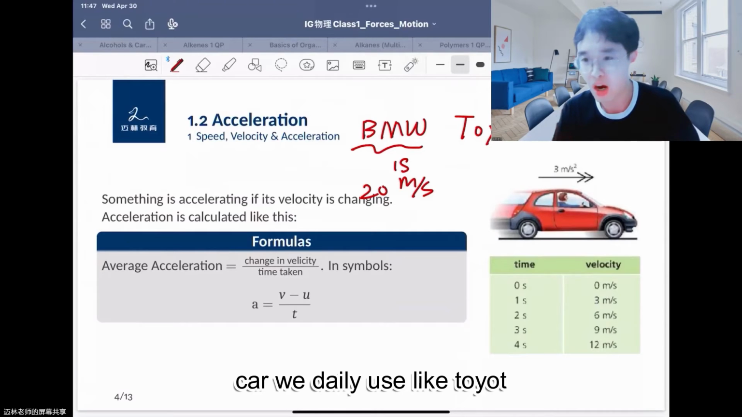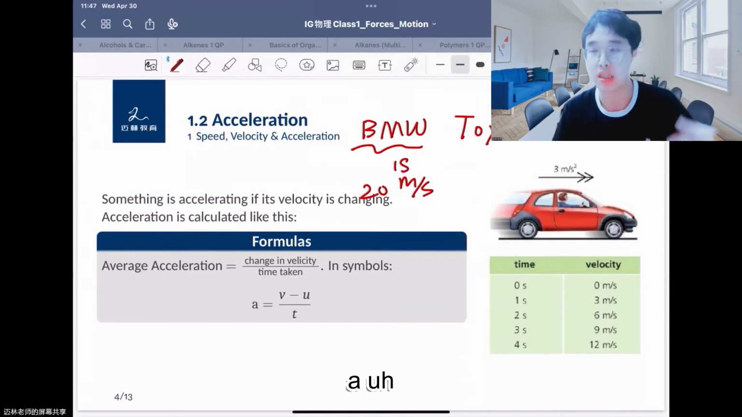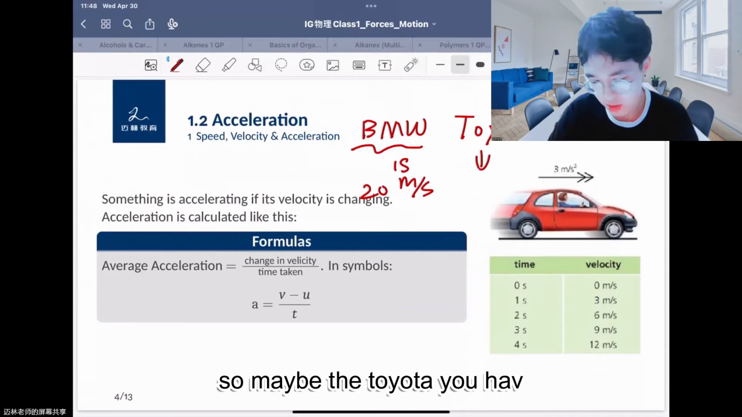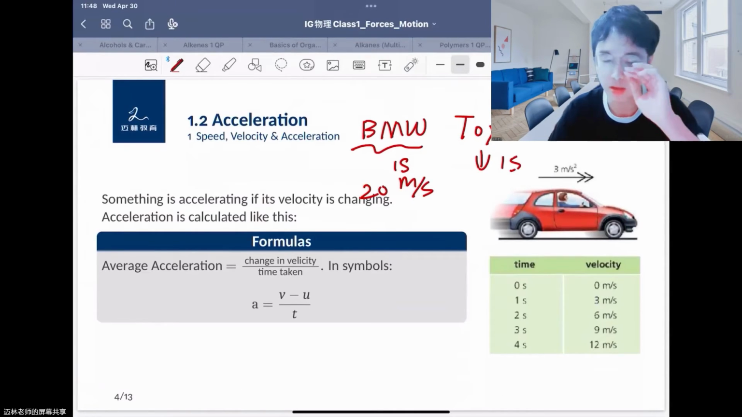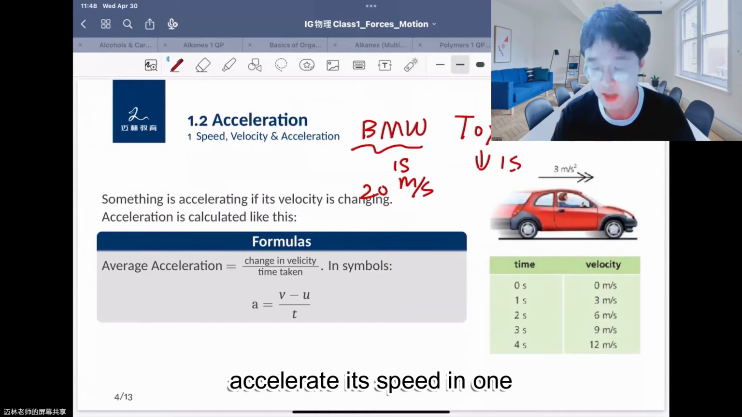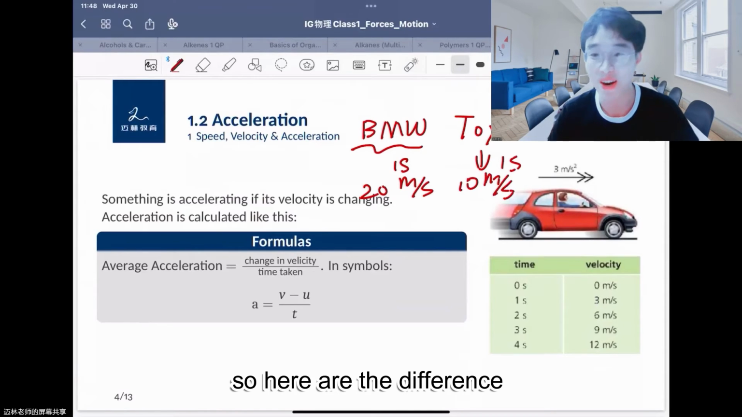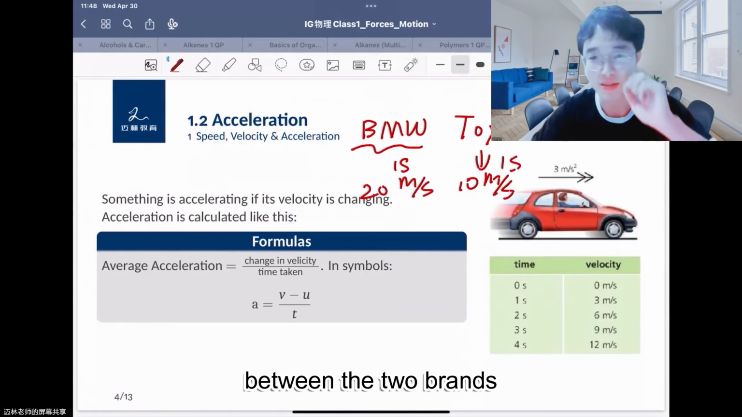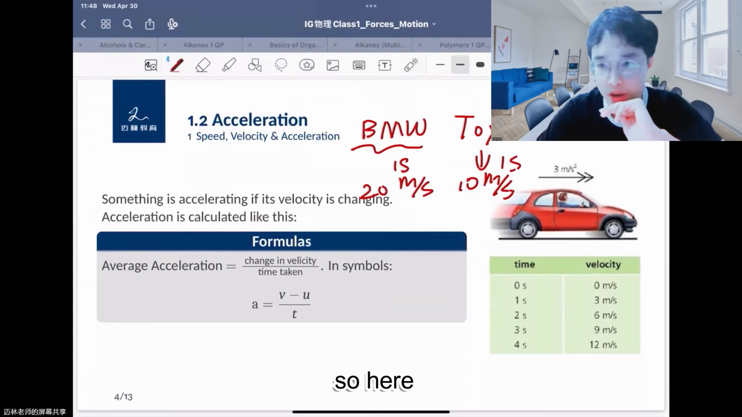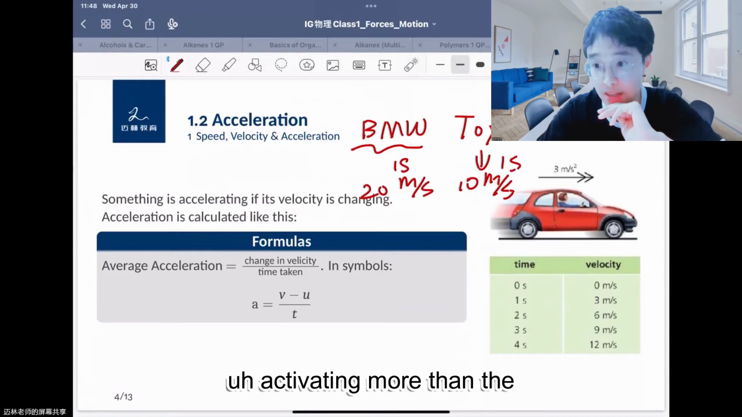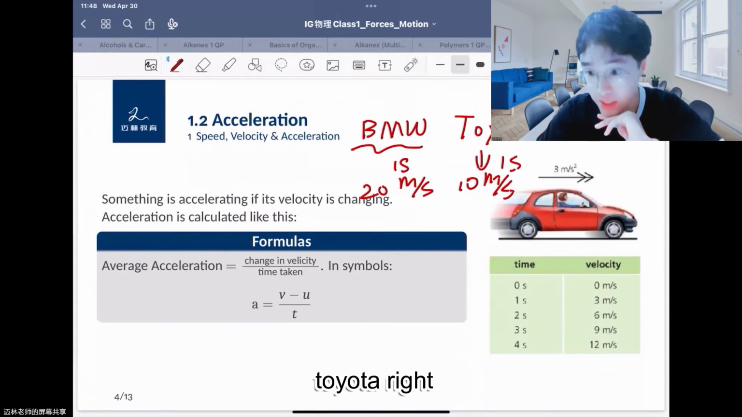But for the car we use daily, like Toyota, it just can remain at a constant speed, and it maybe takes a longer time for you to accelerate the velocity. So maybe with the Toyota, you have to accelerate its speed in 1 second to 10 meters per second. Okay, so here are the differences between the two brands. So here you can find that BMW is accelerating more than the Toyota, right?